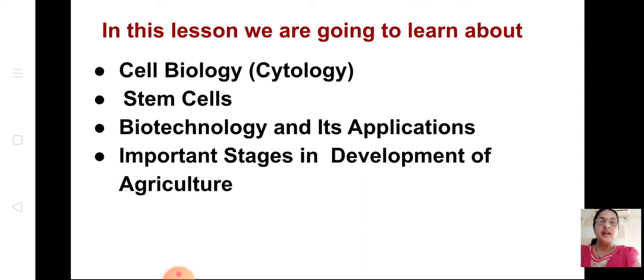Last year in 9th standard itself we had learnt about tissue culture, isn't it, children? Hope you remember what is tissue culture. Okay, that you can just revise before learning this lesson, but no questions will come from 9th standard portion. But about the stem cells we have learnt in plants. Okay, 9th standard. Now we will learn about what is cell biology or cytology.